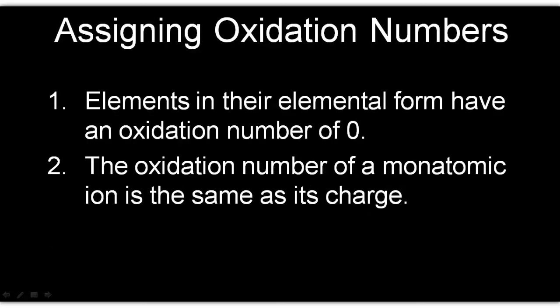So, how we assign the numbers. If you have an element like iron or oxygen or chlorine, whatever you like, its oxidation number is only going to be 0. But if it's an ion, whatever charge you have, that's the oxidation number. So zinc 2+, oxidation number 2+. Pretty easy.